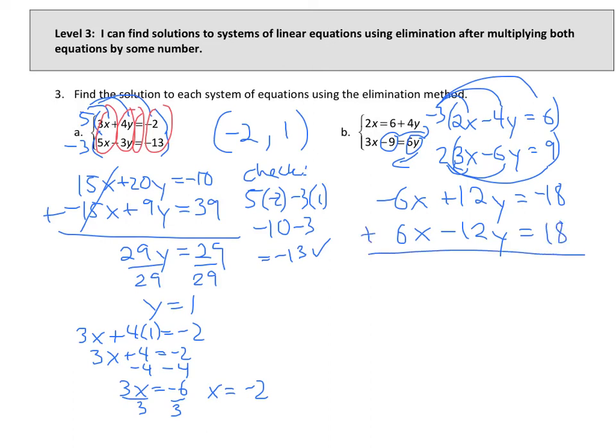Now, when I add my equations together, the x's cancel and the y's cancel. This happened before, but this time the regular numbers also cancel, and we get something that is true. 0 does equal 0. And whenever that happens, there are infinitely many solutions.